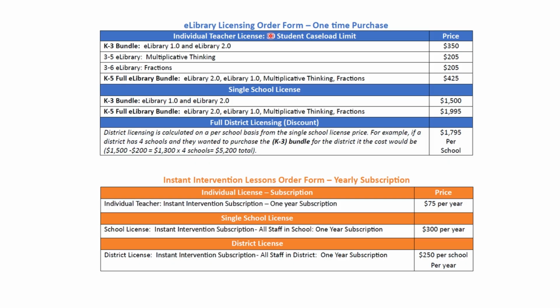But remember, if you're looking at those libraries up here, those are a one-time purchase. If you're looking at the instant intervention, that's a yearly subscription, and it's pretty affordable, but it is a subscription if you want to add those lessons. And the one thing with the instant intervention is that it will always be updated, and new things will always be added to it.